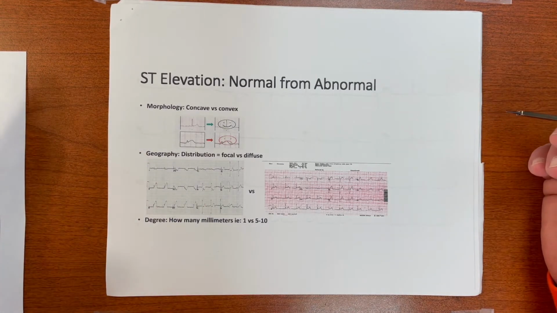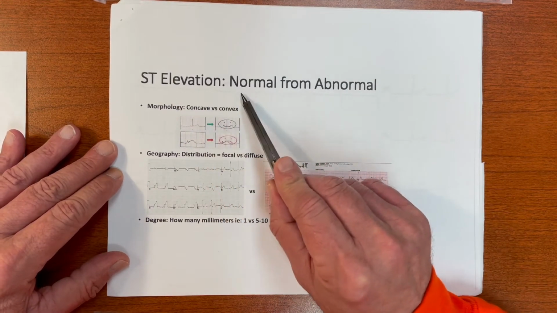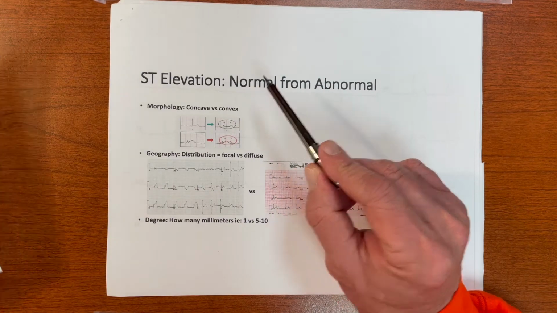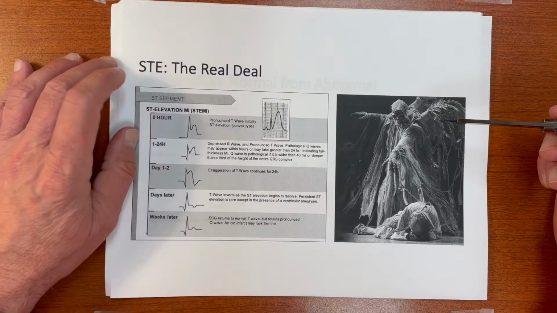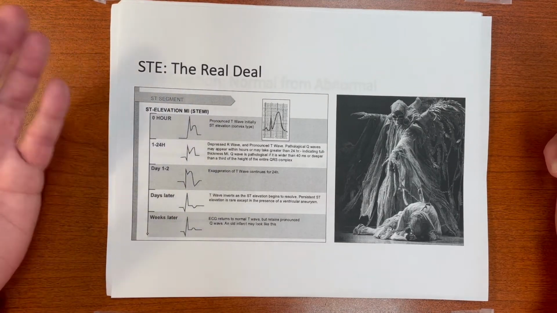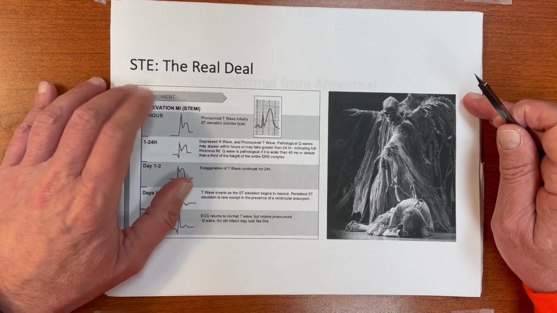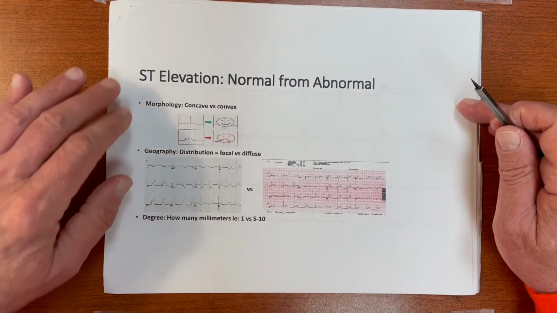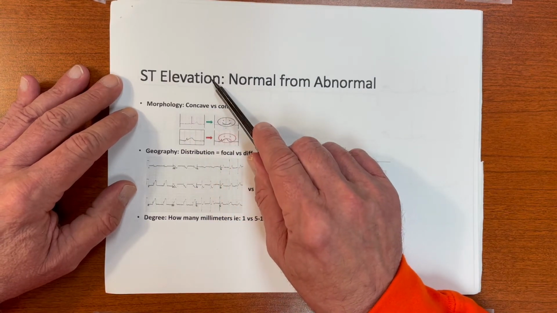That is what leads. So when we talk about ST segment elevation, what we're trying to do is separate normal and other abnormal causes from ST segment elevation infarction. STEMI is an element of heart disease, and heart disease is the number one killer in the country. So we're always looking to make sure we're not going to miss this. So we're going to look at morphology. That is the shape of the ST segment elevation.